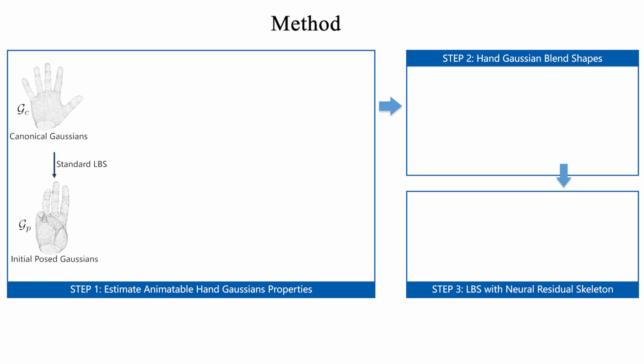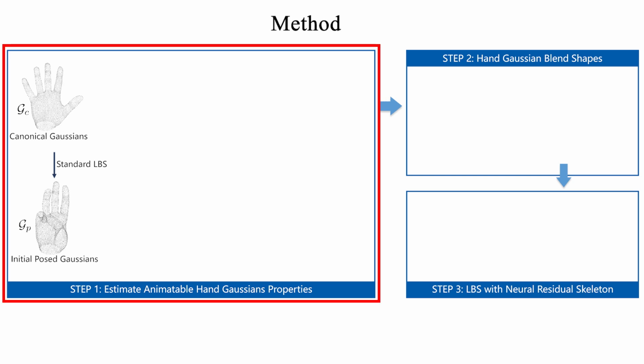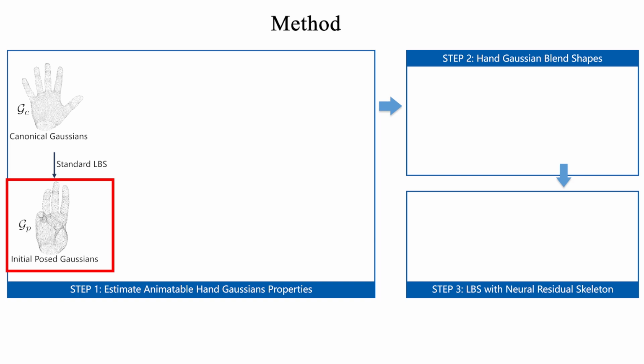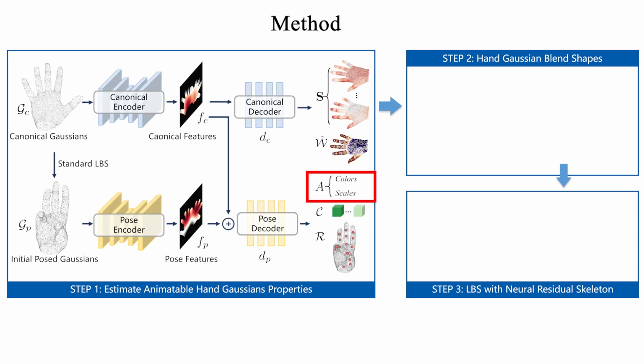Our method has three main steps. The first step is to estimate animatable hand Gaussians properties. We initialize unposed canonical Gaussians on the nano surface. Through the standard linear blend skinning, we can achieve the initial posed Gaussians. Our network estimates the Gaussian color, scale properties, as well as other necessary properties of our proposed modules.